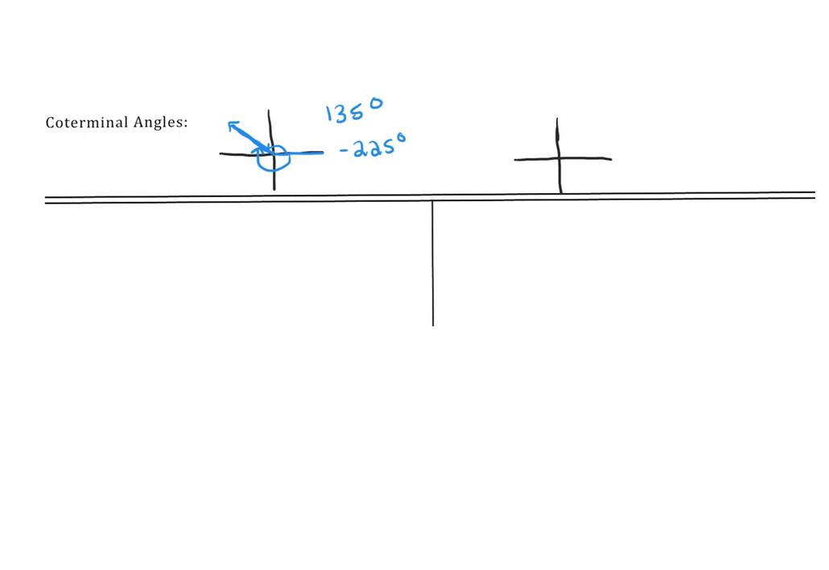Or you could even go all the way around, and keep going and then stop, which would be 495 degrees. So there's an infinite amount of angles that will share that terminal side, coterminal. So whatever angle measure you have plus 360 n times represents that infinite amount of angle measures that would share that terminal side.